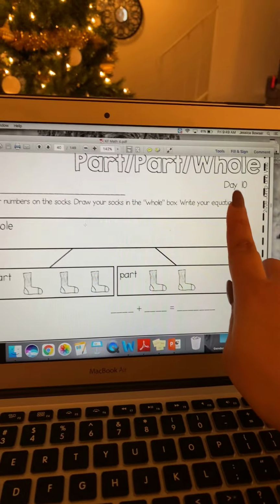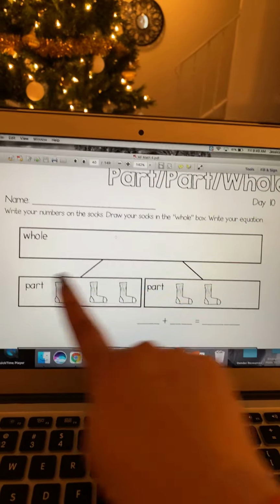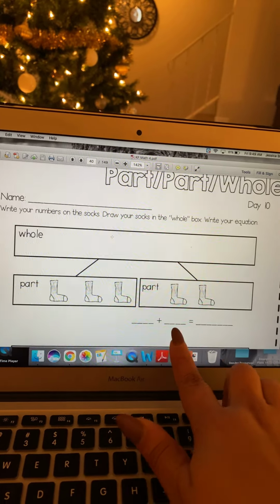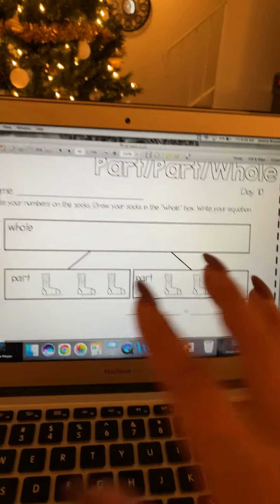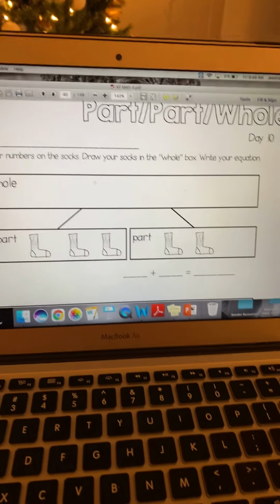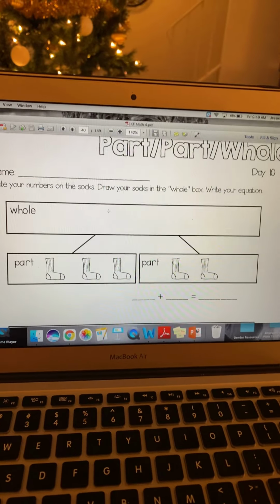I think it will make more sense too when I show you your paper for today. So your paper for today, it says day number 10, okay? Here's a part whole chart. It even has the part at the bottom like Miss Reed did where she wrote the addition sentence across. The best part about this paper, guys, is you don't have to come up with your own numbers. They're already there.